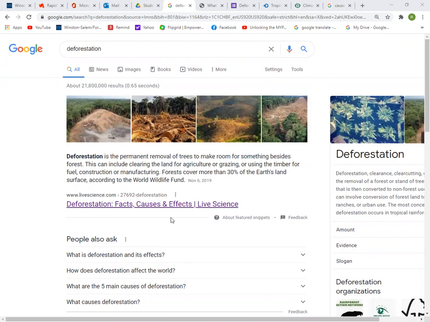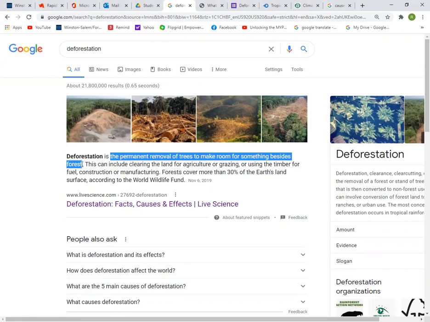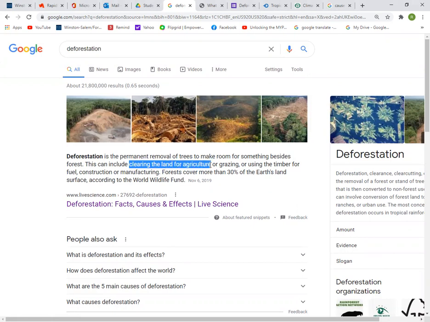Today, we'll be discovering about deforestation. So I've searched the keyword deforestation in Google, and this is what I found. It provided me with pictures of what deforestation is all about, and it also provided me with a good meaning. Deforestation is the permanent removal of trees to make room for something besides a forest. This can include clearing the land for agriculture or grazing, or using the timber for fuel, construction, or manufacturing.